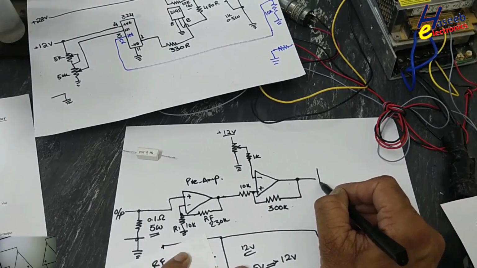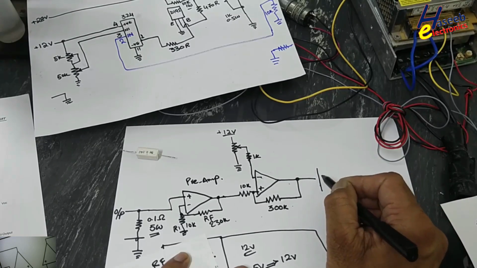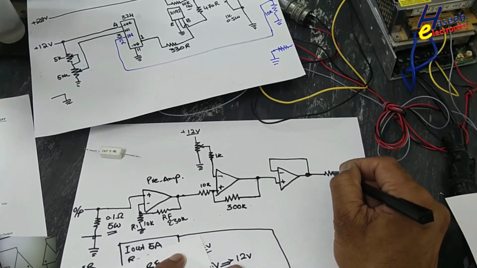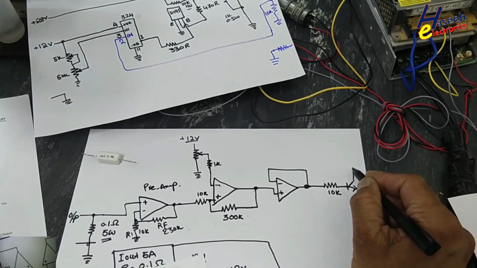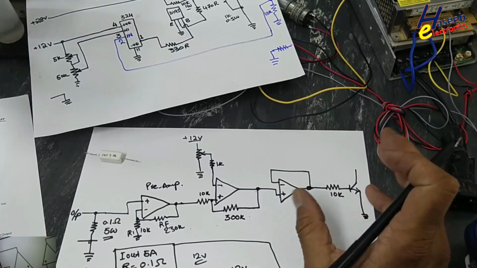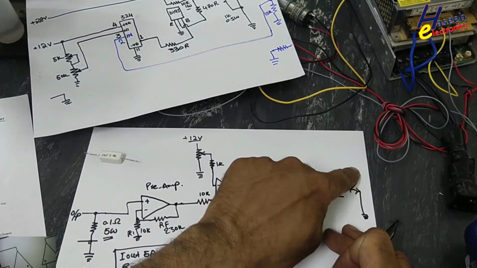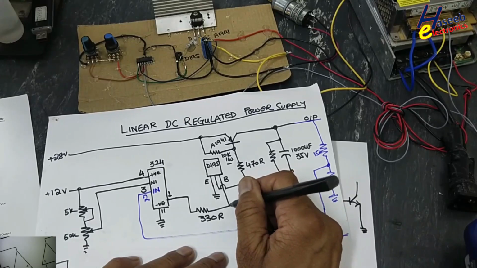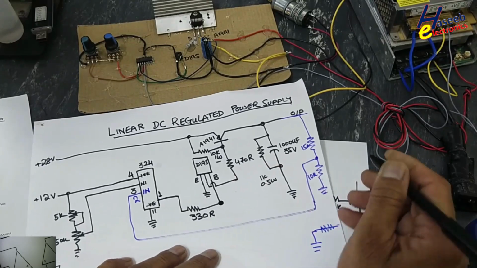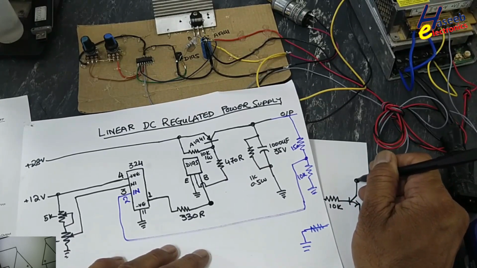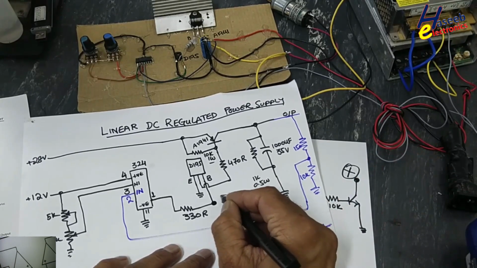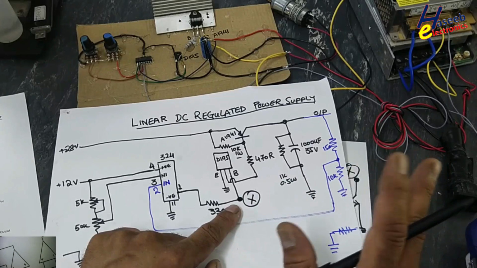Now we will pass this signal through a unity gain. We will connect an NPN transistor, a signal transistor. This signal will be connected at this point. Now we are combining two signals here.